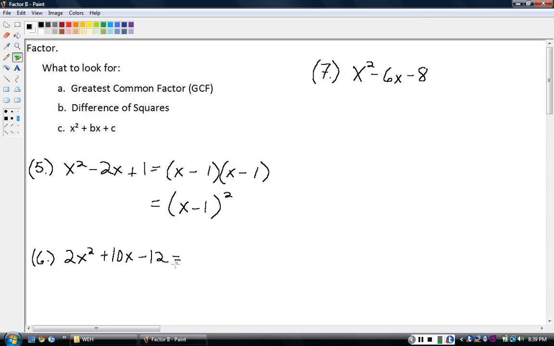Alright, number 6, moving on. Now, this is the first example where it has a common factor. Remember, always look for the greatest common factor first. We haven't seen any in this section yet of factoring the trinomials, but in this one I should still be looking for that, and this one has a factor of 2, right? So we factor the 2 out, and that should leave me with x squared plus 5x minus 6.